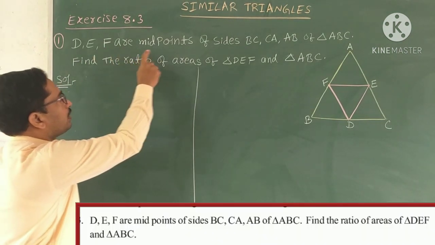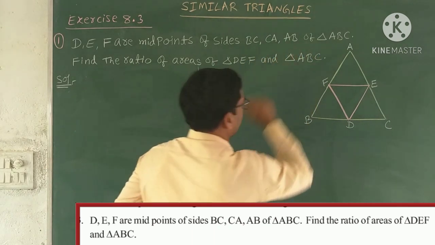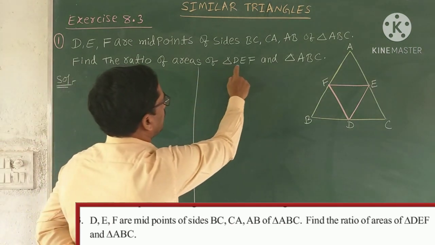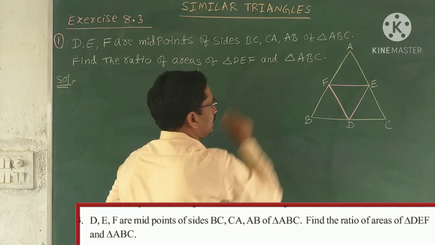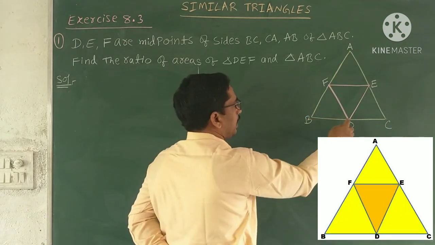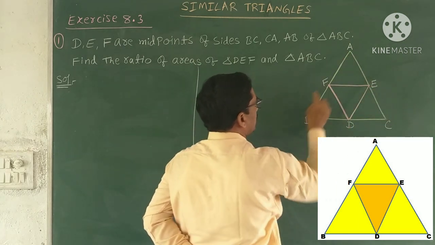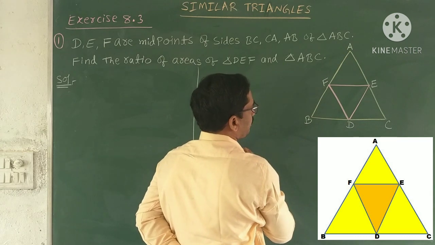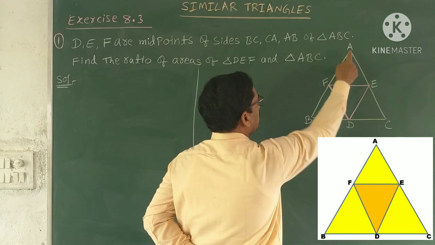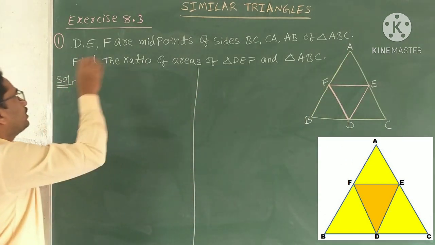D, E, F are midpoints of sides BC, CA, AB of triangle ABC. Find the ratio of areas of triangle DEF and triangle ABC. See here, ABC is a given triangle and D is a midpoint of BC, E is a midpoint of CA, F is a midpoint of AB. Then we have to find out the ratio of the triangle DEF with the triangle ABC, ratio of these two triangles. Now see, so write the given data.